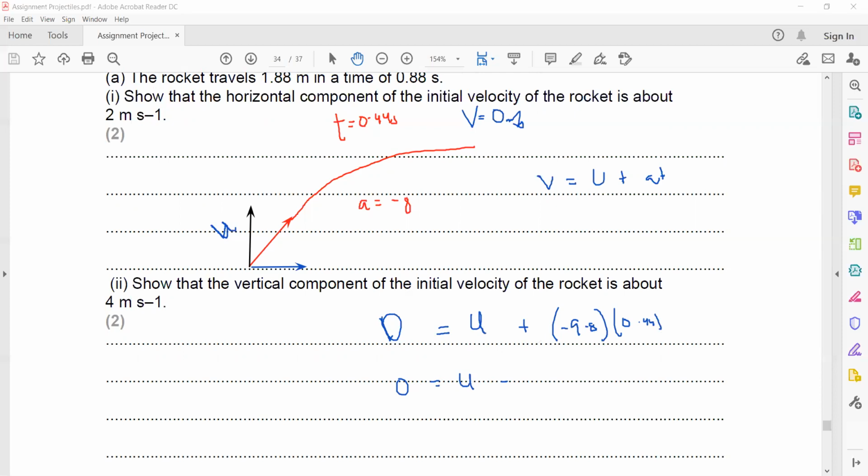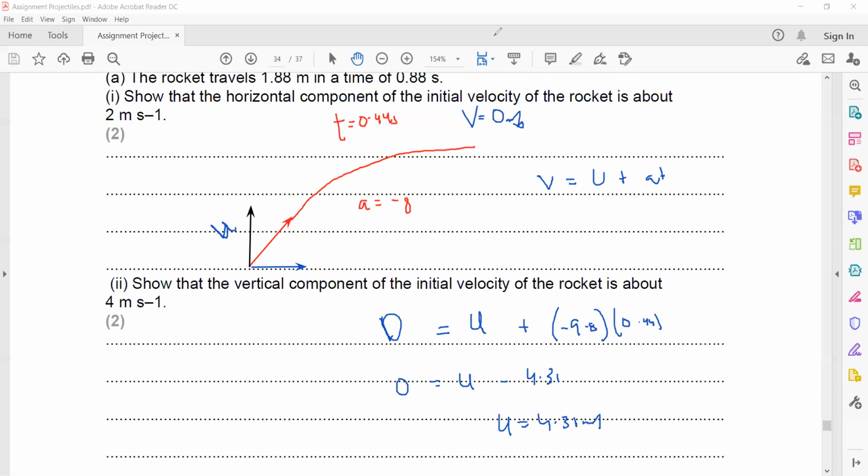What's the answer? 4.31. So this is 4.31 negative, it will move to the other side. So it will be 4.31 meters per second. So the vertical component is 4.31 and the horizontal component was 2.14.